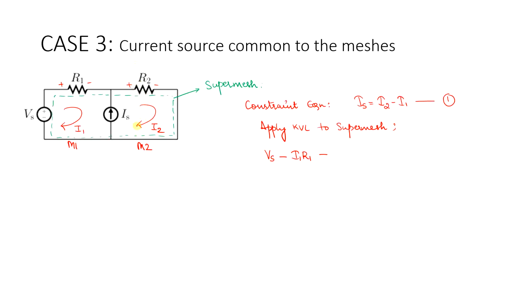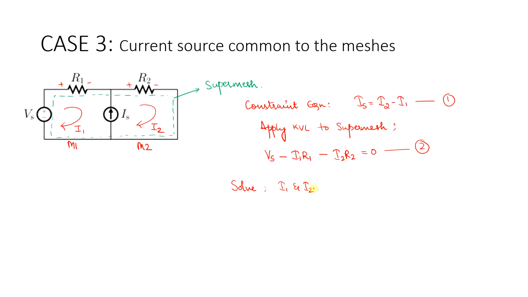It is the second mesh current, that is I2. So you have minus of I2 into R2 is equal to 0. So here also, you will have two linear equations with two unknowns, which are I1 and I2. You need to solve them to obtain the mesh currents I1 and I2.